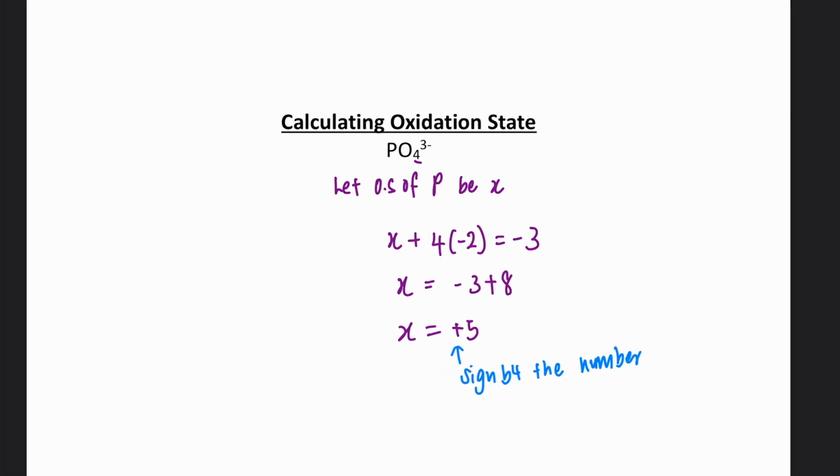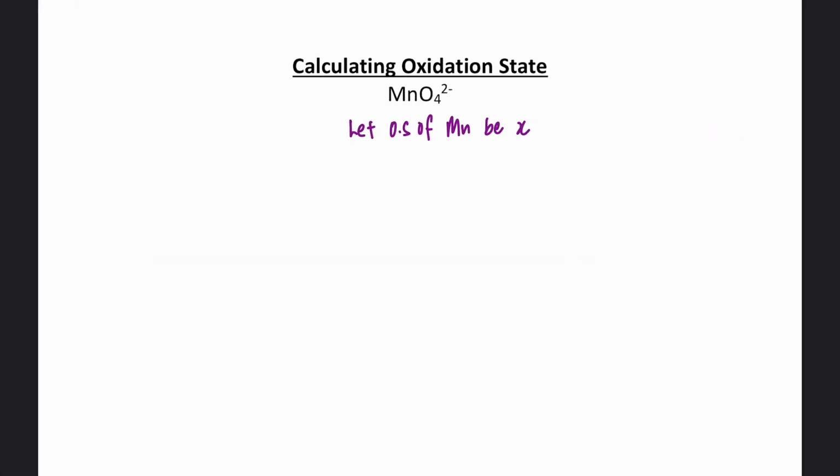The last example is to find the oxidation state of manganate. We'll let the oxidation state of Mn be x. So we have x plus 4 oxygen atoms, which is -2, equal to the sum, which is -2 also. Remember to follow the charge at the top. Solving for x, x will be equal to +6. So this is how we find oxidation states.